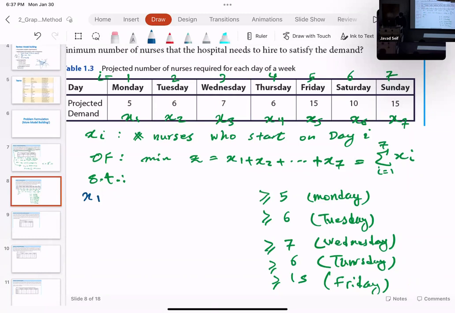X1 plus... So these are basic. I'll tell you why I wrote it like that. X1 plus x6 plus x7. Those are people who are eligible to work on Monday. Next one, what do I write for Tuesday?